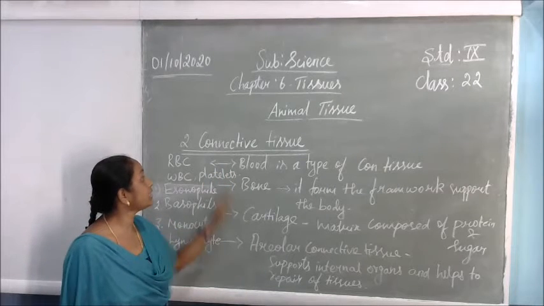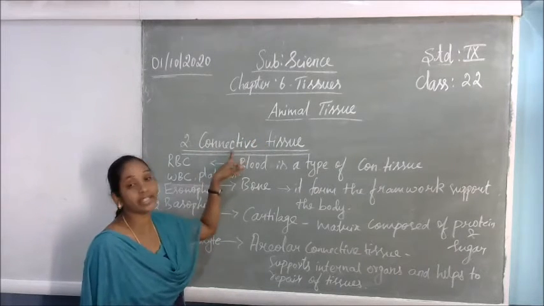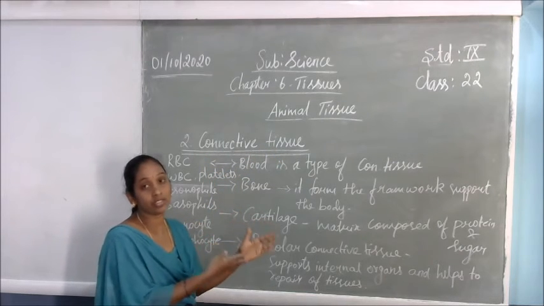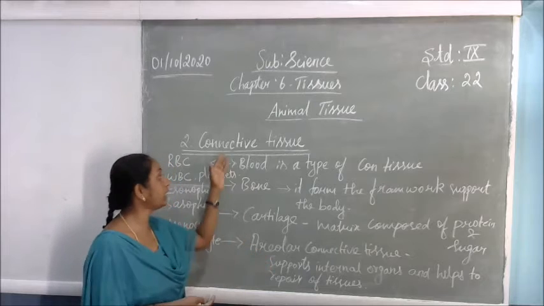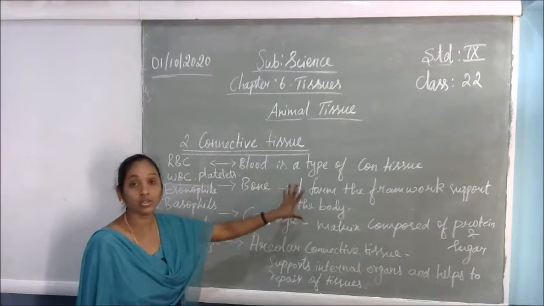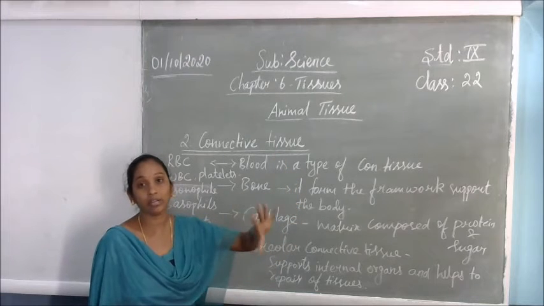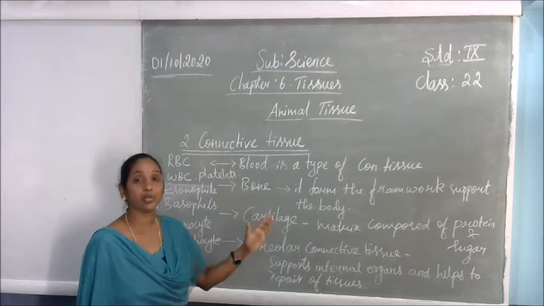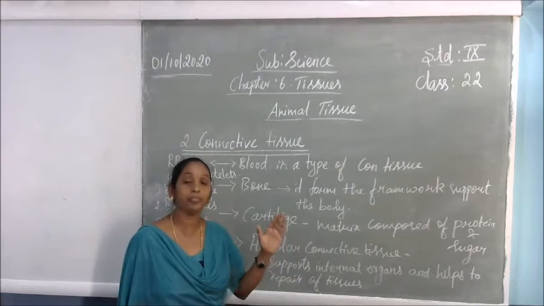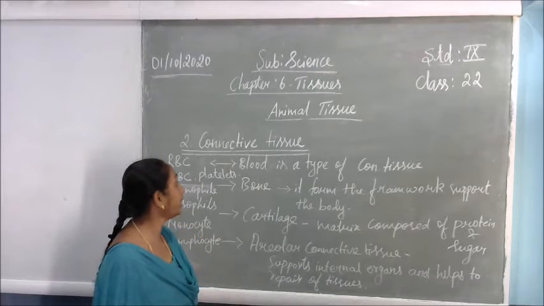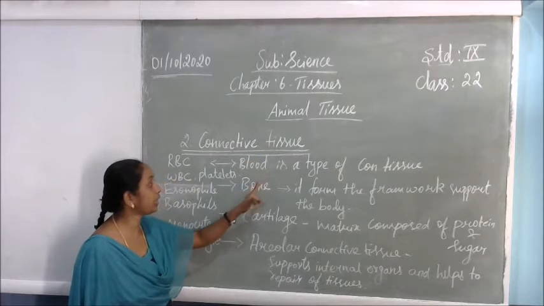In this class, the second animal tissue is connective tissues. Connective means what? Something will be connecting from one cell to other cells. So what are the connective tissues? Connective tissues are very important in our body to transport food materials, water, oxygen, or waste materials, everything, from one part of the animal to the other part of the animal. Okay. So the examples of connective tissues are blood.